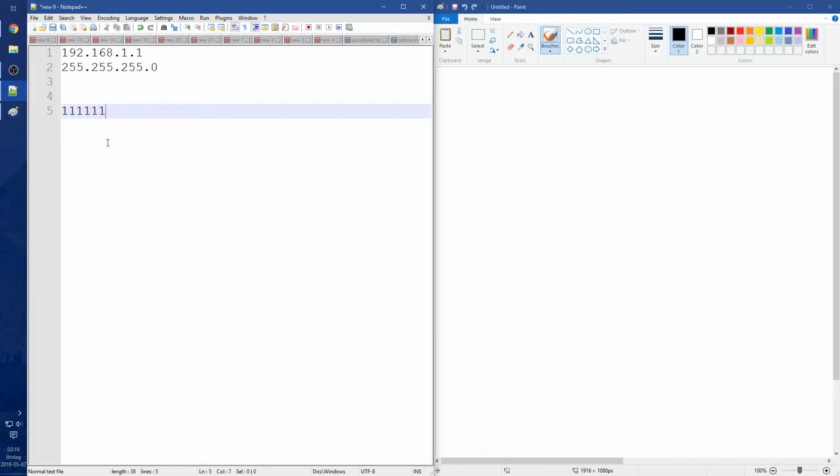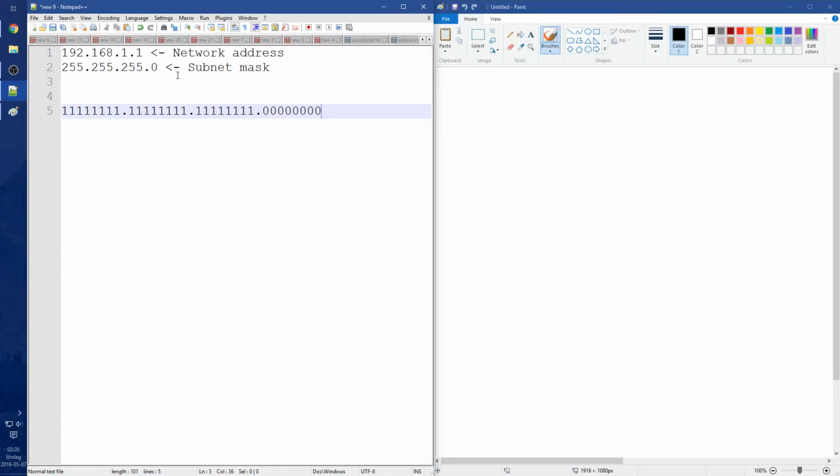So that's supposed to be 8, I think. So you get this pattern. Well, that in itself isn't very interesting. But this is the subnet mask. This is the network address. What this tells the router is which bits to actually care about.